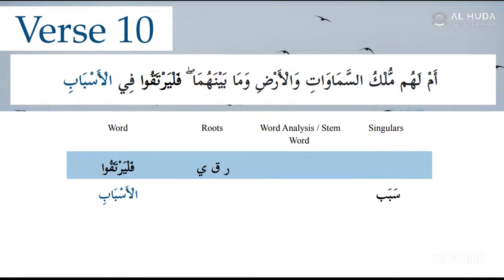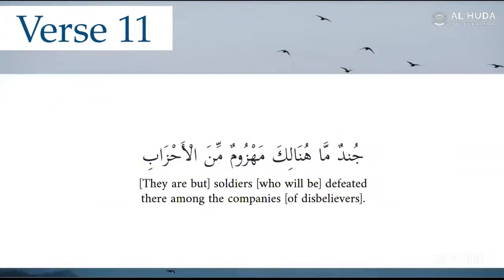جُنْدٌ مَّا هُنَالِكَ مَهْزُومٌ مِّنَ الْأَحْزَابِ, they are but soldiers who will be defeated there among the companies. جُنْدٌ مَّا, ma is zaid, extra for ta'keed, of taqleel, of tahqir. So it is said, أَكَلْتُ شَيْءٍ مَّا, I ate very little. The ma is added to emphasize the taqleel, the littleness. Okay. So jundum ma, meaning hum jundum ma, they are nothing but a despicable group who will be defeated, mahzoom, and destroyed.